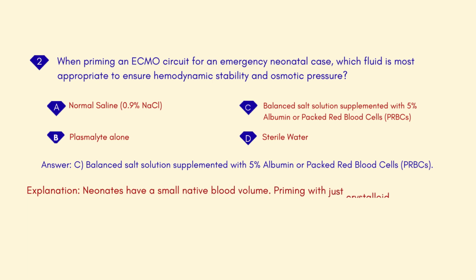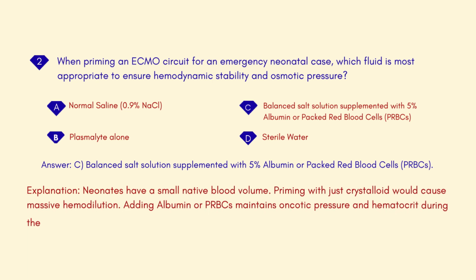Explanation: Neonates have a small native blood volume. Priming with just crystalloid would cause massive hemodilution. Adding albumin or PRBCs maintains oncotic pressure and hematocrit during the transition.